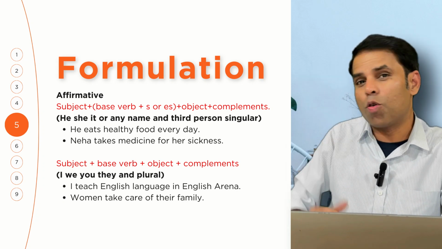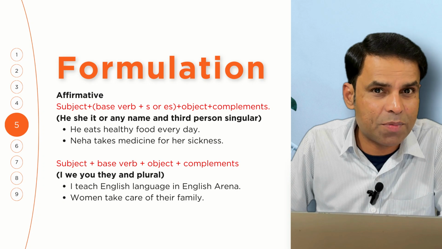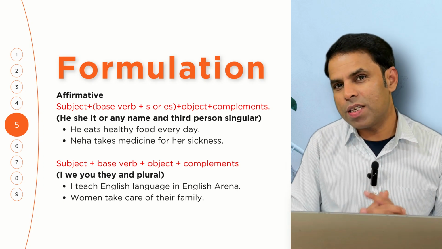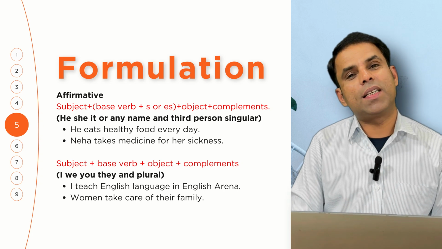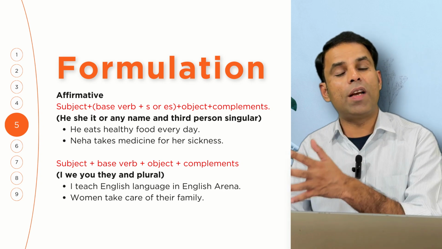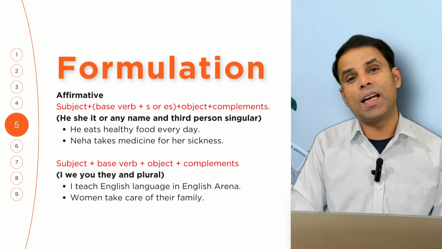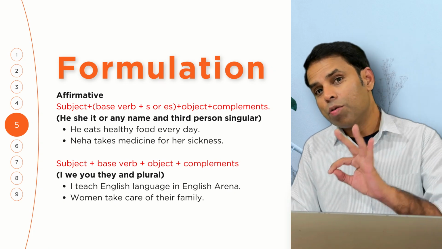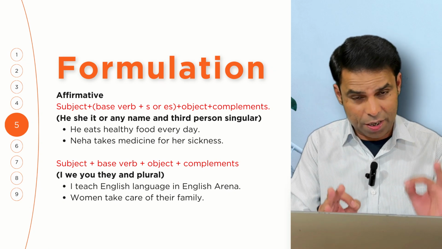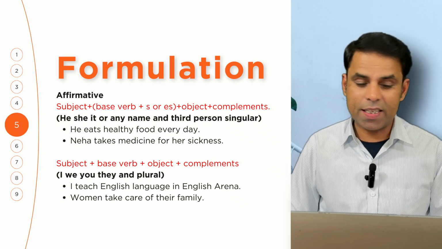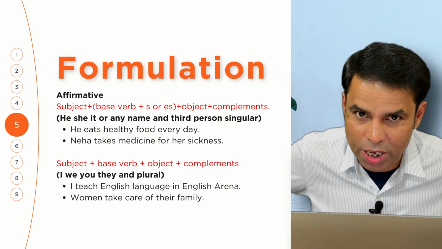Now there's another rule for affirmative sentences: subject, base verb, object, and the complements. Now we use this rule when the subject of your sentence is I, we, you, they, or maybe plural. For example, I teach English language in English Arena. With I, we, you, they, you don't add s or es. You only add s or es with he, she, it, or any name. So as I said, I teach English language in English Arena.